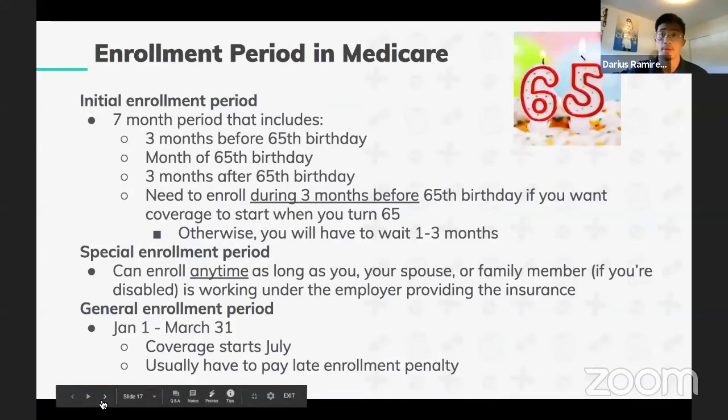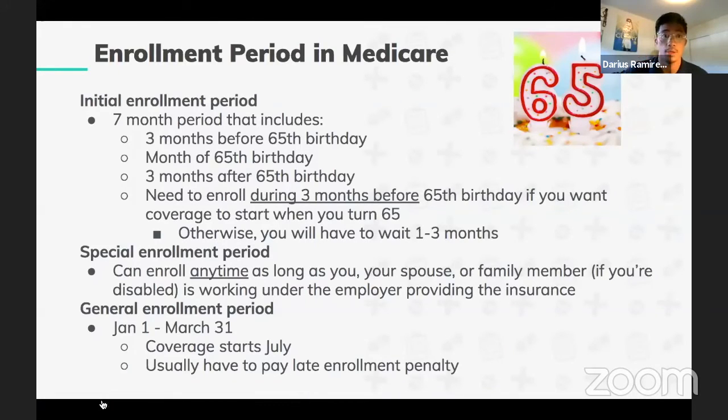And for the enrollment period in Medicare, there are 3 periods in which you can enroll. The first one is the initial enrollment period. So this is the 7-month period that includes 3 months before your 65th birthday, the month of your 65th birthday, and 3 months after your 65th birthday. So you really want to make sure you enroll in those 3 months before your 65th birthday, because then your coverage will start right when you turn 65. Otherwise, if you enroll right when you turn 65 or a little bit afterward, you'll have to wait 1 to 3 months to get coverage.